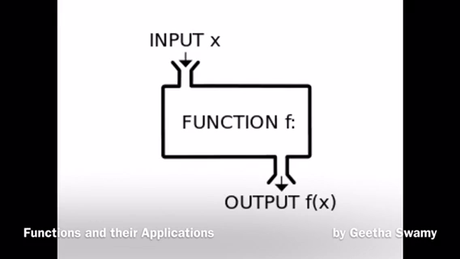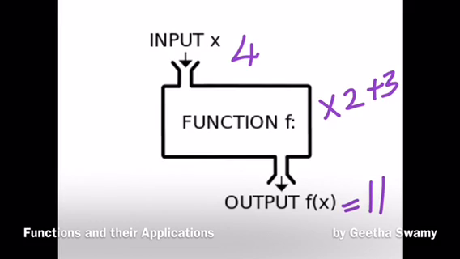Now let's look at another function. The rule of this function is whatever you put in gets multiplied by 2 and then you add 3. Suppose I put in 4 into this function. What will happen? 4 gets multiplied by 2 and then you add 3, which means your answer is going to be equal to 11. On the other hand, if I put in negative 5 into this function, what's going to happen is negative 5 is going to be multiplied by 2. I will get negative 10, and then I'm going to add 3. So my output is now going to be equal to negative 7.